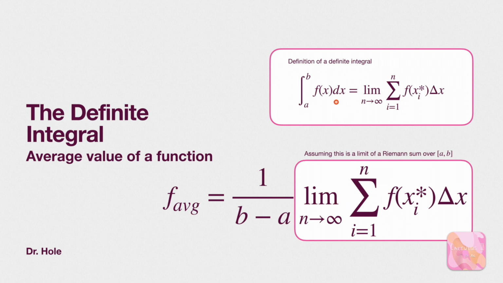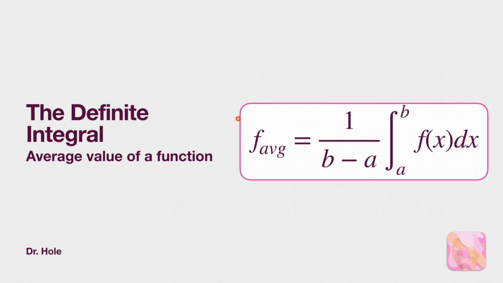And we know from today's video that the limit of a Riemann sum, if it exists, can be identified as a definite integral. So doing that, we then come up with a definition for the average value of a function. If the function f is integrable, then we can compute the average value of the function over this interval a to b through this expression: 1 over the length of the interval times the integral of the function f. Beautiful.